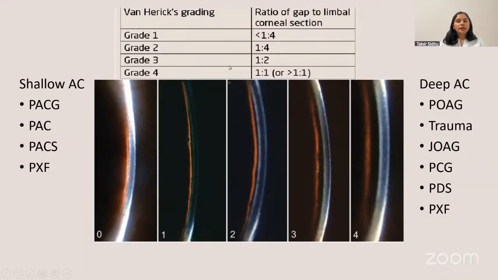So Van Herick grading can be done as grade 0, where there is no black space. In grade 1, there is less than 1/4 of the cornea black space. And then we have grade 2, where the space between the endothelium and the iris is 1/4 of the thickness of the cornea. Then here it is half, and in grade 4, it is 1 or more than 1. Shallow AC is usually present in angle closure glaucoma or primary angle closure suspect. Sometimes pseudoexfoliation can also present with shallow anterior chambers. Deep anterior chamber is present in open angles, in trauma, in juvenile open angle glaucoma, in congenital glaucoma, pigment dispersion syndrome, and pseudoexfoliation can be present in either open or closed angles.